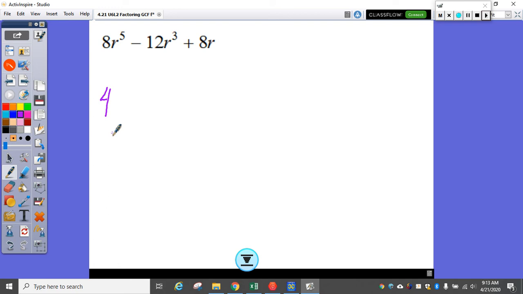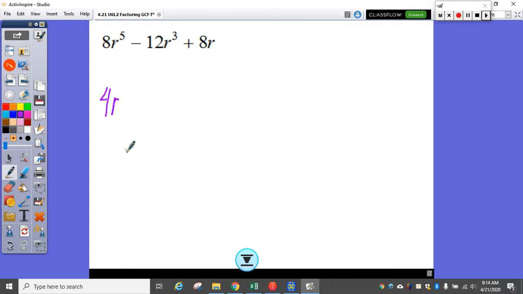Now this is where it gets a little bit tricky. Not tricky, just a little bit different to look at. So if I have an r to the 5th, I have an r to the 3rd, and I have an r. Each one of these terms at least has one r. This has one r, this has 3 r's, this has 5 r's. So what do they all have in common? They all have in common at least one r. So I'm going to take that 1 r out.